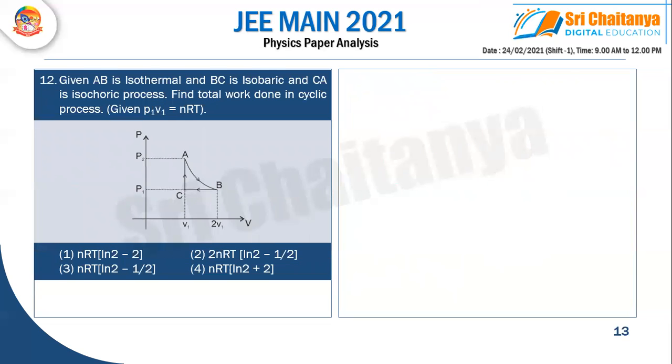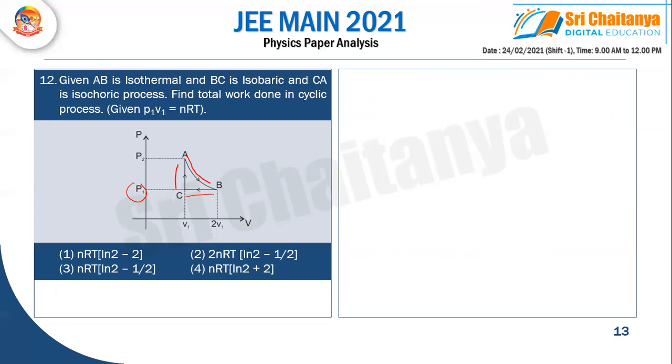We'll move on to the next one, please. Now we are given AB is isothermal, and BC is isobaric. We can see that pressure is constant. CA is isochoric, and volume is constant here, of course. Find the total work done in the cyclic process.